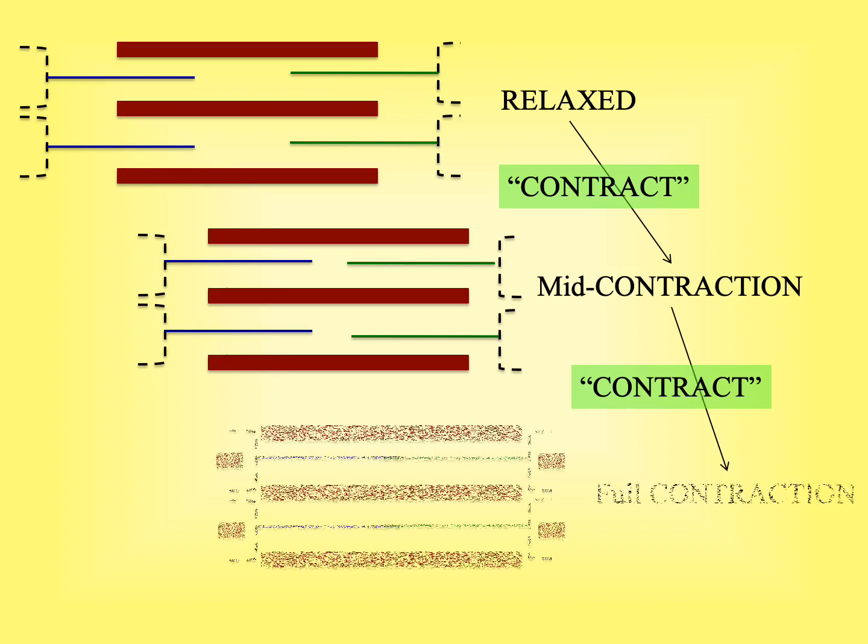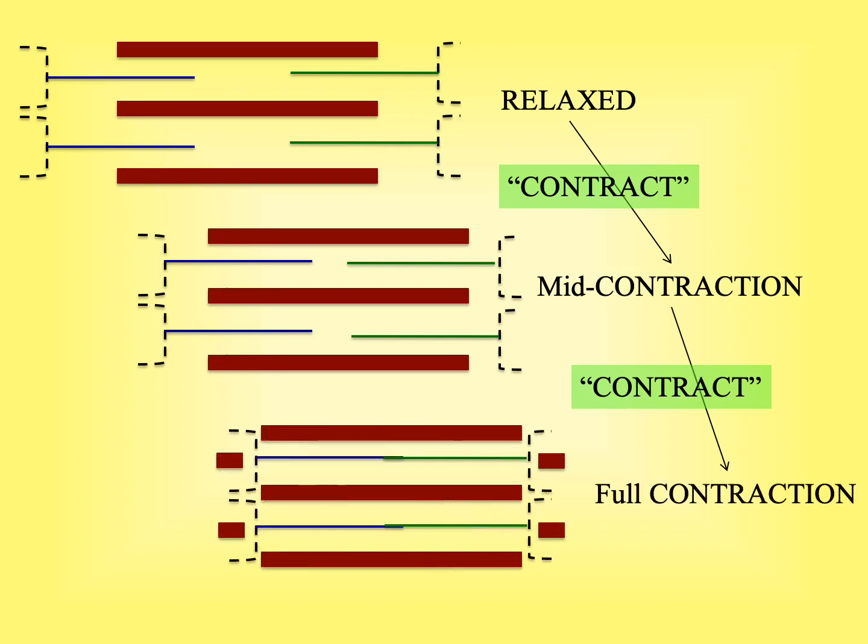And then I will get to the full contraction, at which point in time the actin will start to interact with each other on opposing ends of the myosin proteins, diminishing the number of interactions I can have in between the two proteins.